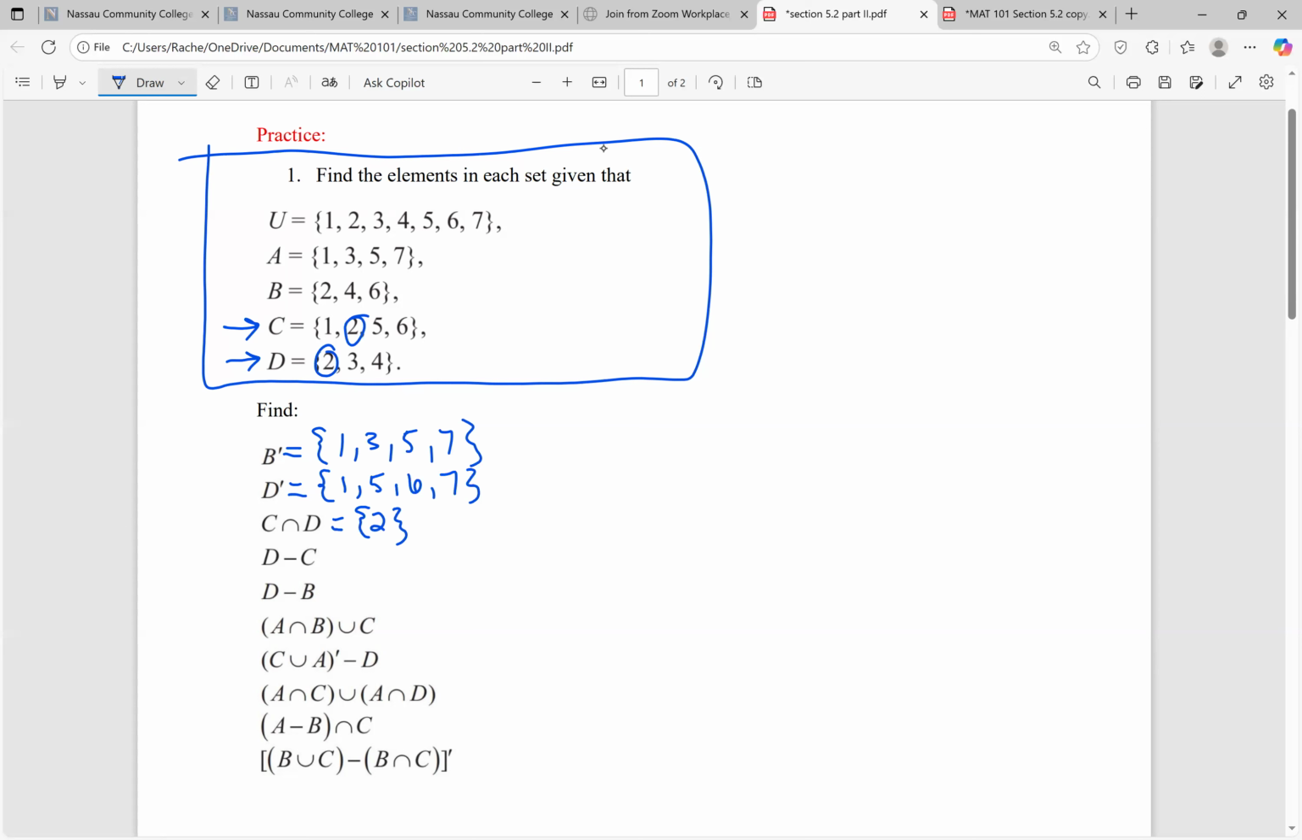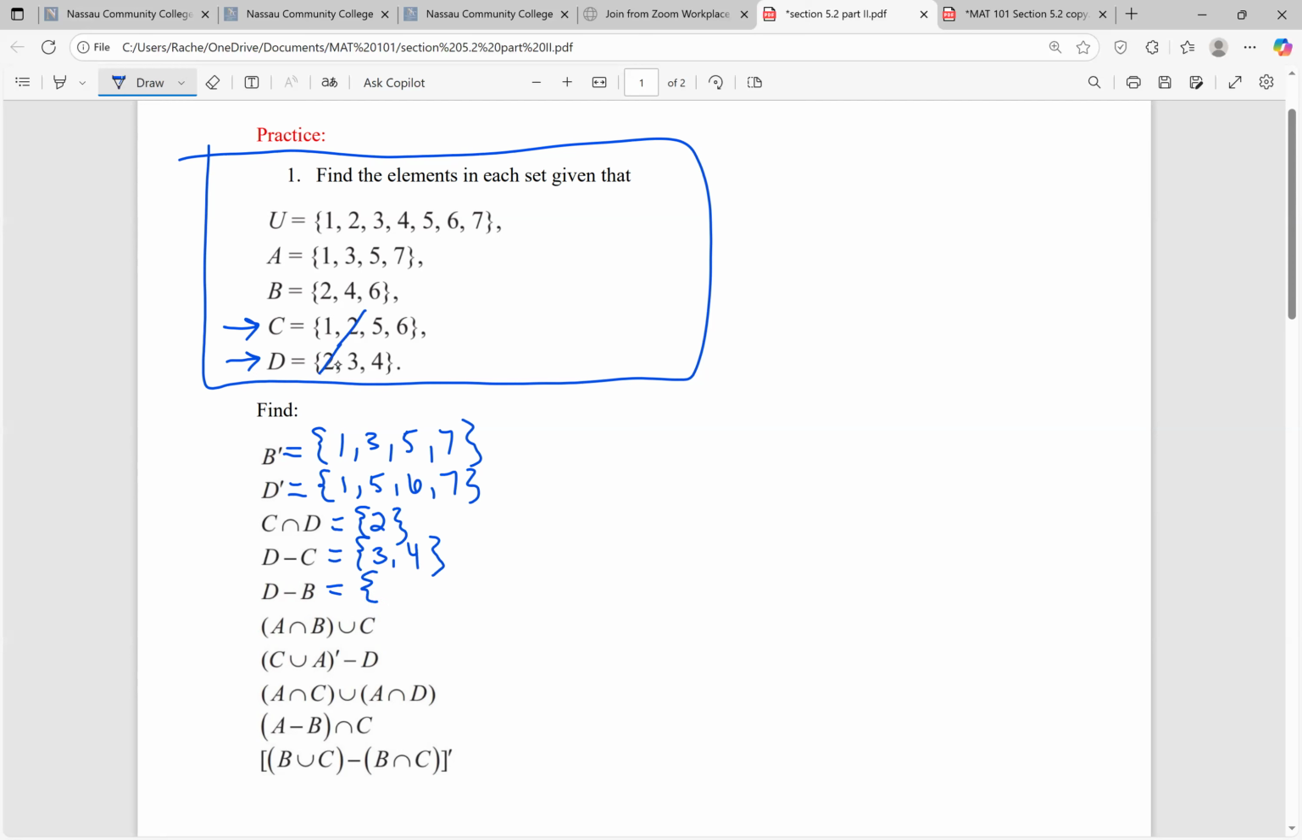Now let's look at the set difference for D and C, so D minus C. Look at D, and anything that overlaps with C we can get rid of. You see how D has 2, C also has 2, but D also has 3 and 4, and C doesn't contain 3 and 4. So the only thing we're left with is 3 and 4. That would be the difference between set D and C, the set that contains 3 and 4.